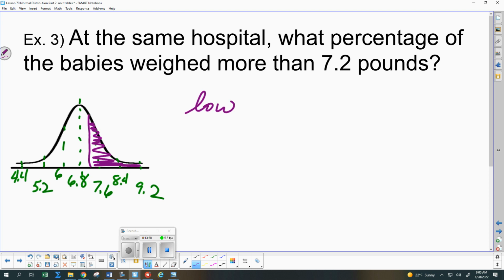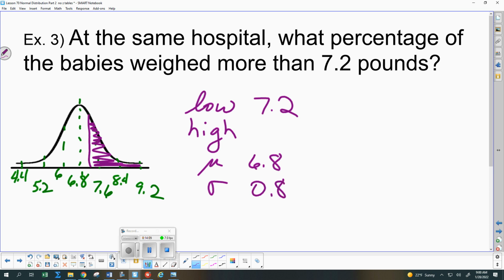Write out our words: low, high, mean, standard deviation. What do we put in for our low? 7.2. We'll come back to the high in a minute. Mean 6.8, and standard deviation was 0.8. And we're going to experiment with this one.